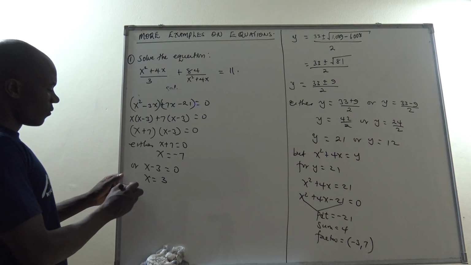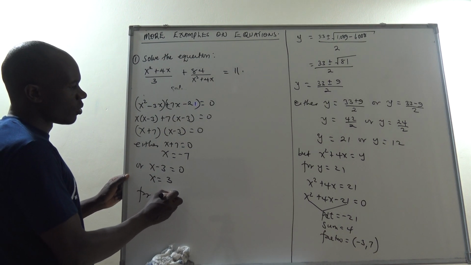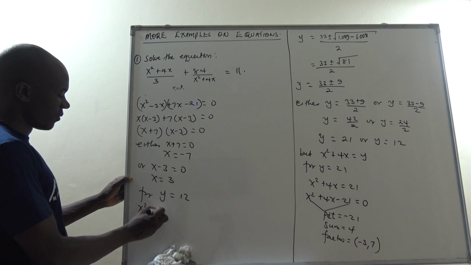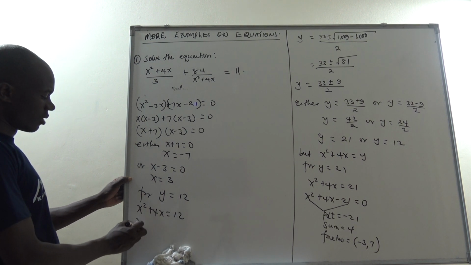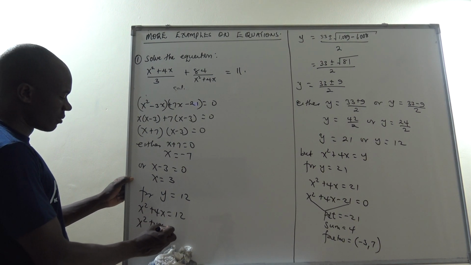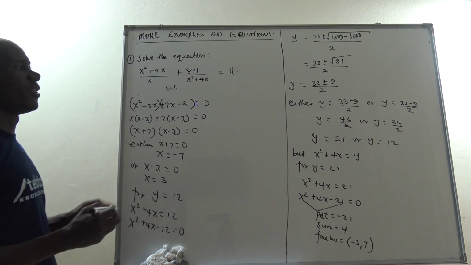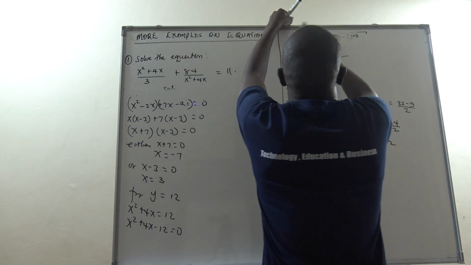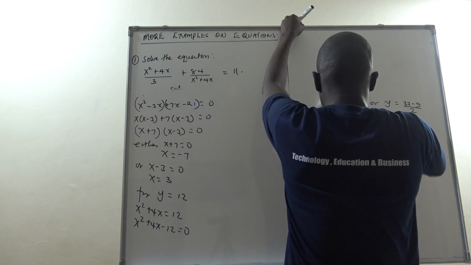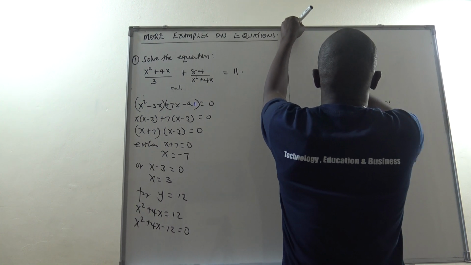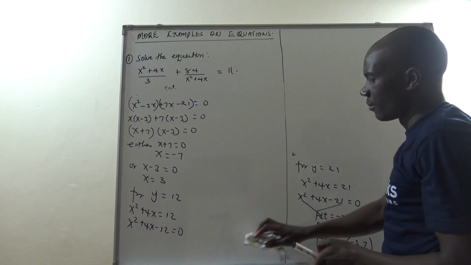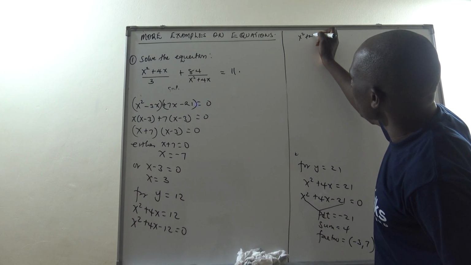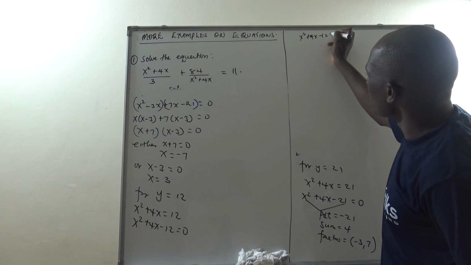We also say for y equals 12, we are now saying x squared plus 4x equals 12. We bring this one here, we are getting x squared plus 4x minus 12 equals 0. So can we go ahead and look still at the sums and the products, such that we can easily come out with the clear stuff. So we are saying that x squared plus 4x minus 12 equals 0.